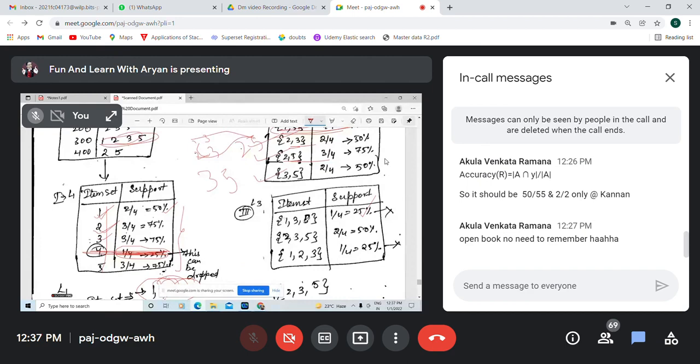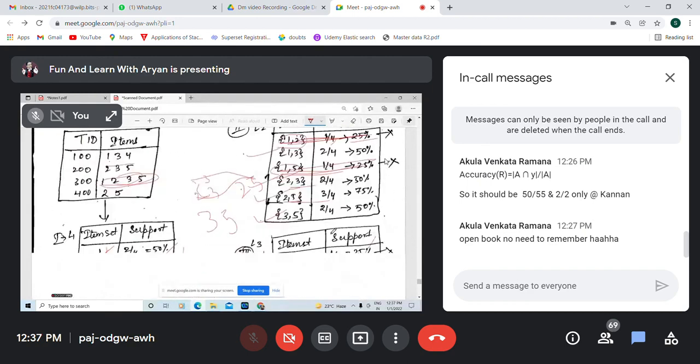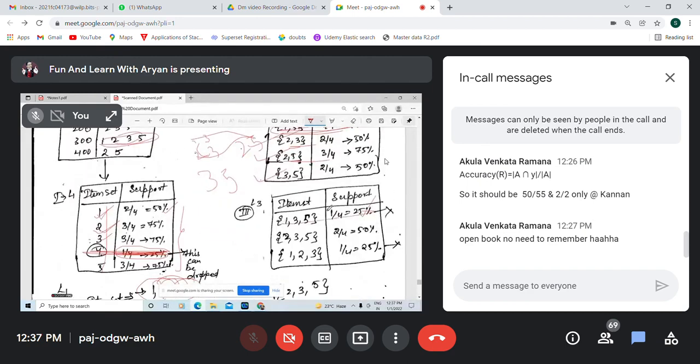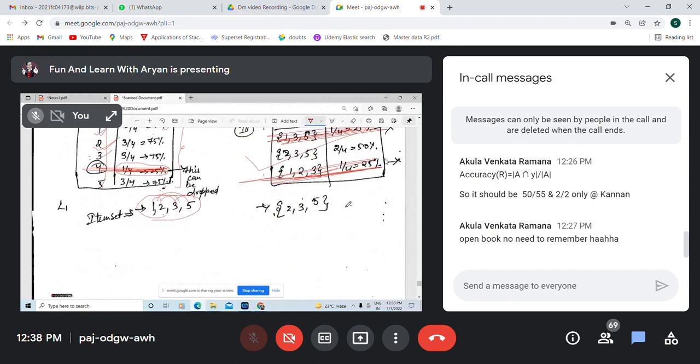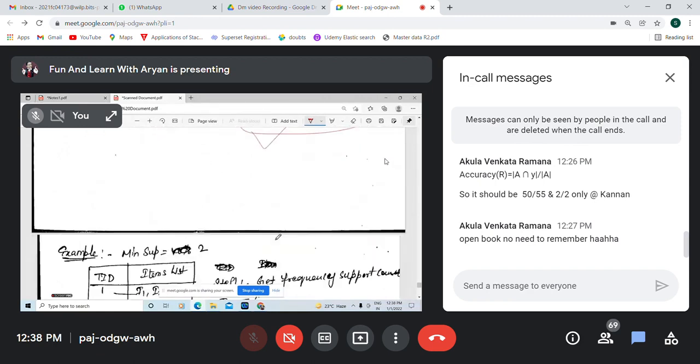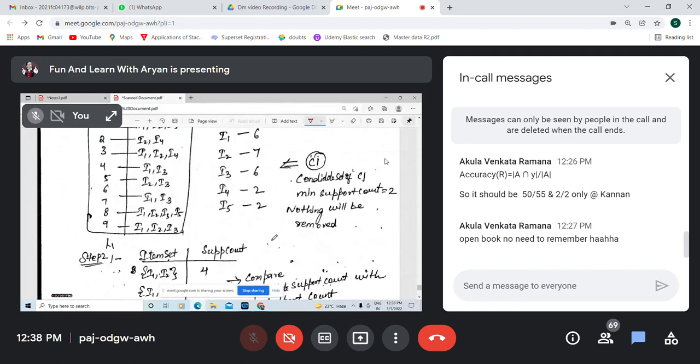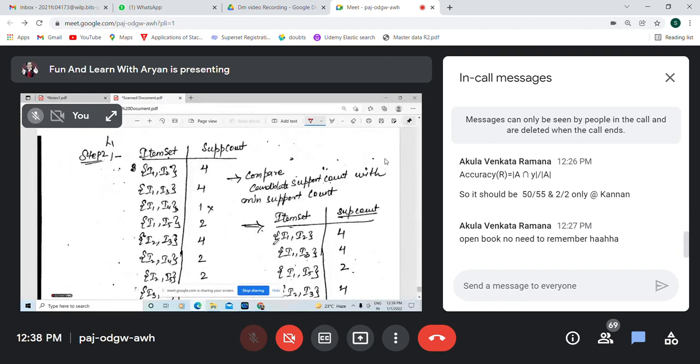you see the minimum support value is 50%, and this one is less, so don't consider this. Now we are left with only 2, 3, 5. So this is your frequent item set answer. Okay. Similarly, we have one more problem. I'm not explaining it, you can do it.